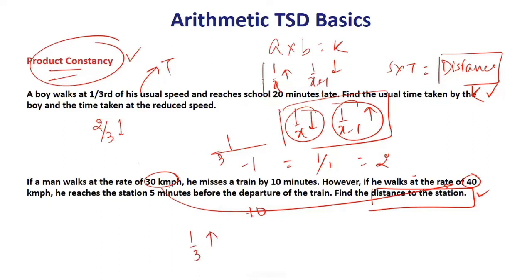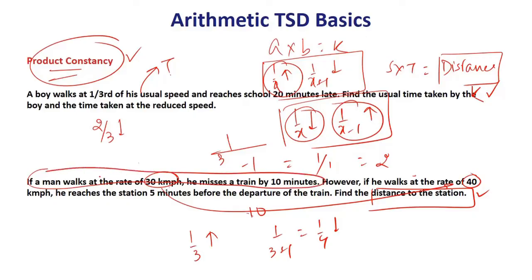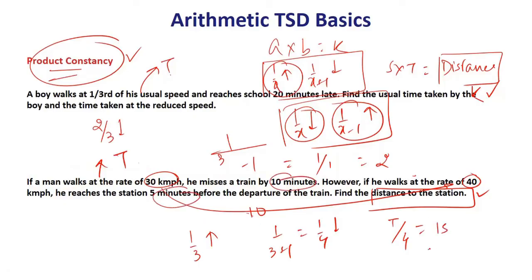So here I will use this one. One of the variables increases by 1 by x, the other must reduce by 1 by 3 plus 1, which is 1 by 4. So the time must reduce by 1 by 4. So in the first case, where he was missing the train by 10 minutes, let's say the time taken was t. So t reduces by 1/4, so t by 4. And what is the difference? First case late by 10 minutes, next case early by 5 minutes. The difference is 15. So t is equal to 60 minutes.